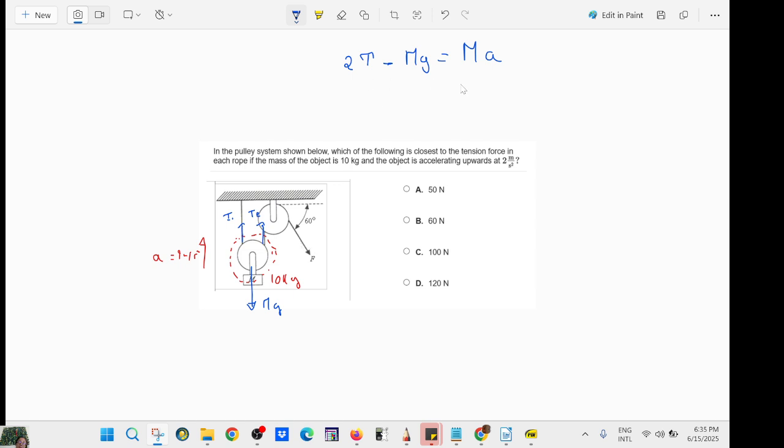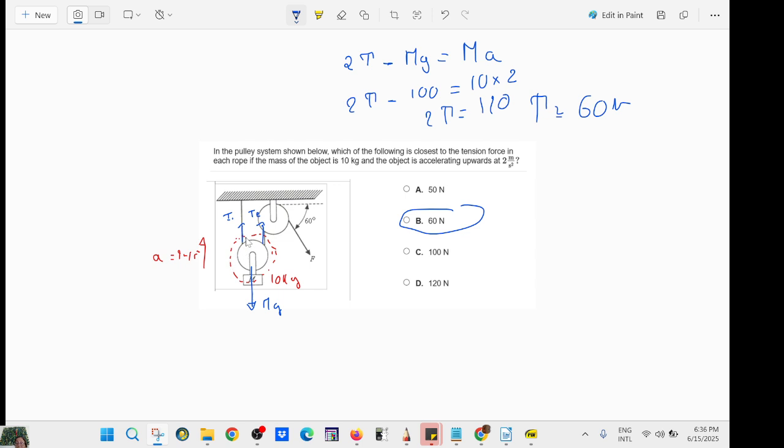So we have these equations here, and you can pause the video. So we're going to have 2T minus 100. So let's say g equals 10, equals 10 times 2. So 2T equals 120. So T will be about 60 Newtons. So that's going to be the answer here. And they give extra information that you don't need to use.